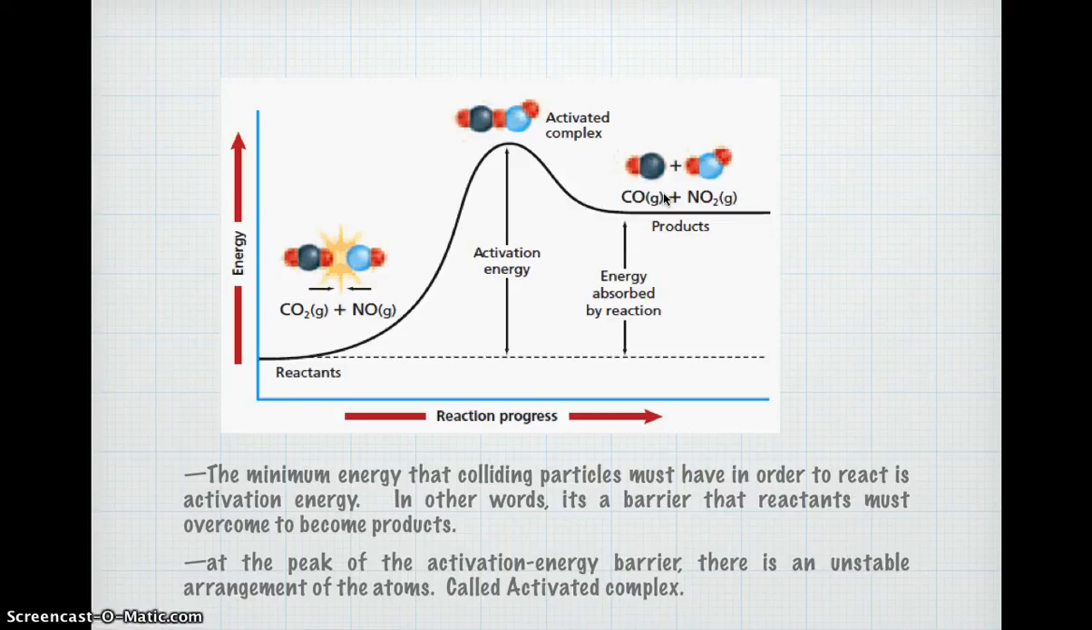if the CO2 and the NO collide, but they don't collide at the right angle or with the right amount of energy, then they will not get over the barrier. They will not reach the activated complex area because they don't have the force or the orientation necessary for that to take place. If a reaction takes place, then you understand that the reactants had enough kinetic energy to overcome the activation energy barrier.